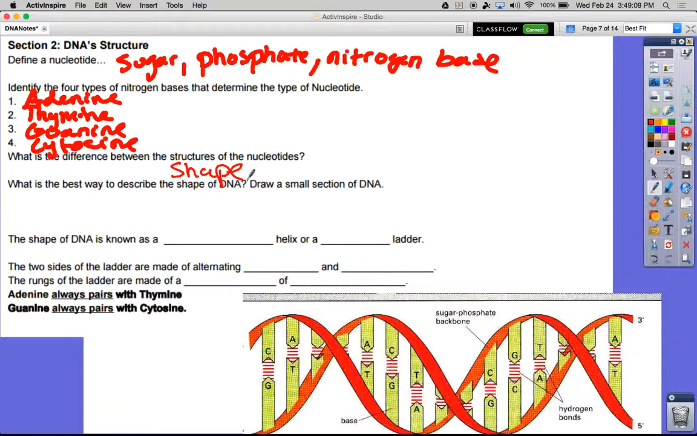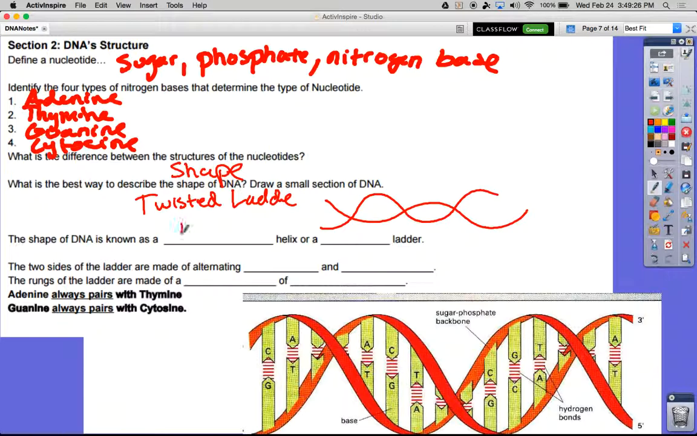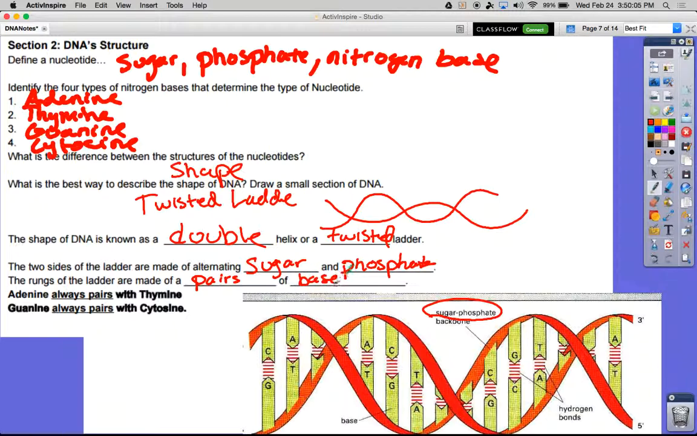Shape is the difference. What's the best way to describe the shape of a DNA? It's a twisted ladder, which is also known as what you guys should know at this point as a double helix. So the two sides of the ladder, and you can see this in our picture down below, are made up of the sugar and the phosphate group. That's why down here we have the sugar and phosphate backbone, alternating sugar and phosphate. And the rungs of the ladder are made up of pairs of bases. Adenine always pairs with thymine, and guanine always pairs with cytosine.